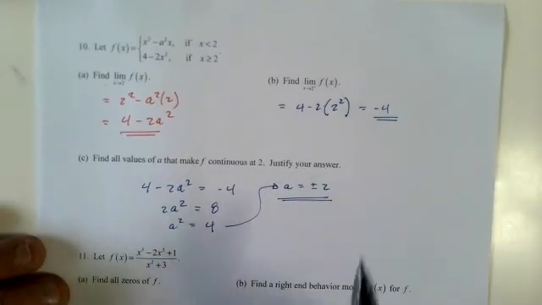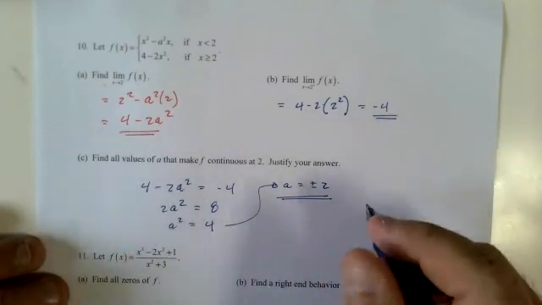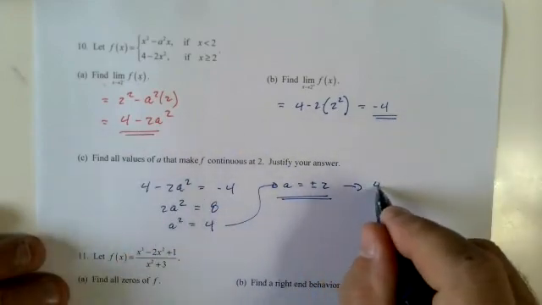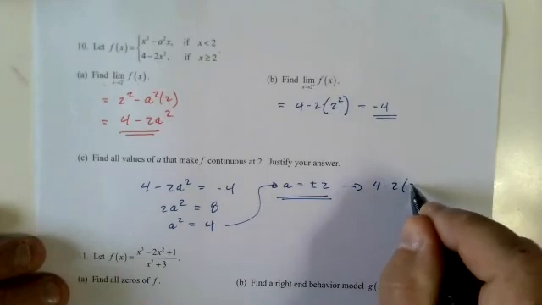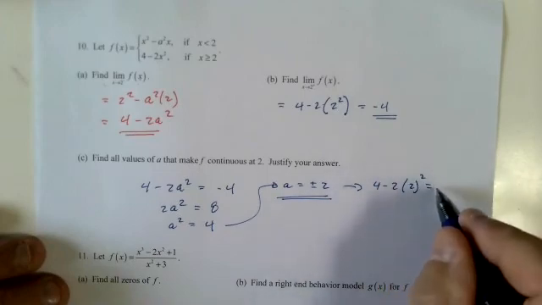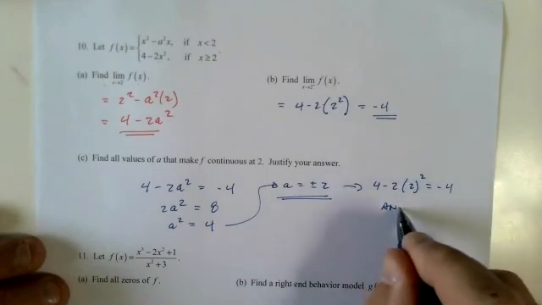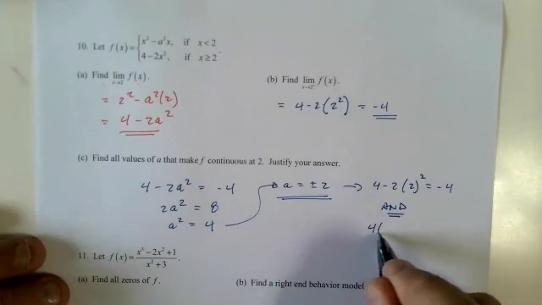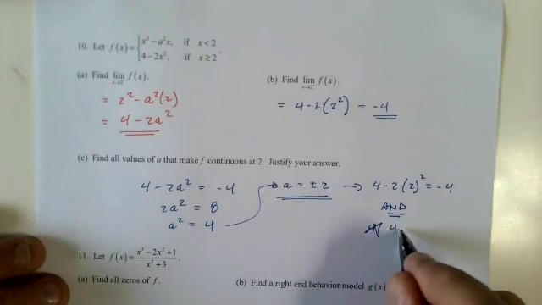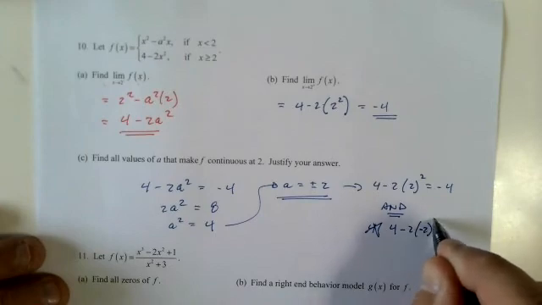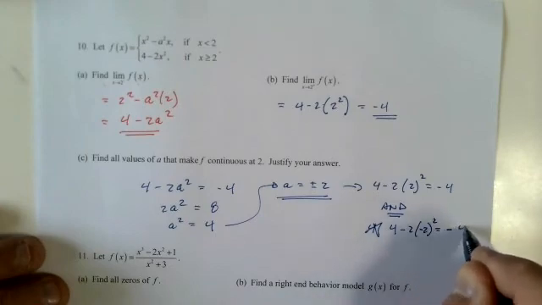That makes it continuous, so let's justify it. We should get negative 4 when we plug in over here. So 4 minus 2 times 2 squared equals negative 4, and 4 minus 2 times negative 2 squared equals negative 4.